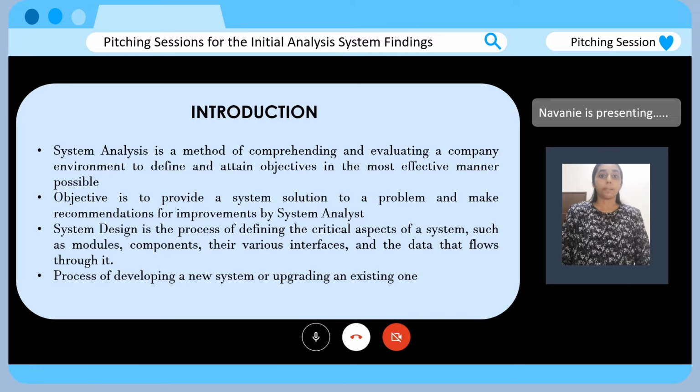System analysis is a method of comprehending and evaluating a company's environment to define and attain objectives in the most effective manner possible. The objective is to provide a system solution to a problem and make recommendations for improvements by the system analyst. System design is the process of defining the critical aspects of a system, such as modules, components, their various interfaces, and the data that flows through it. It can also refer to the process of developing a new system or upgrading an existing one. Then, to build a well-running system, it must take a methodical approach.